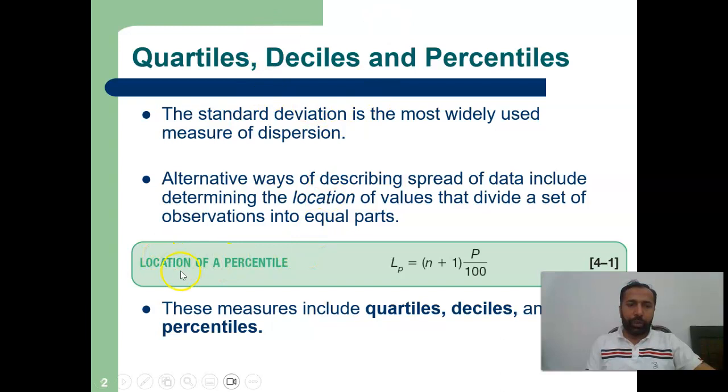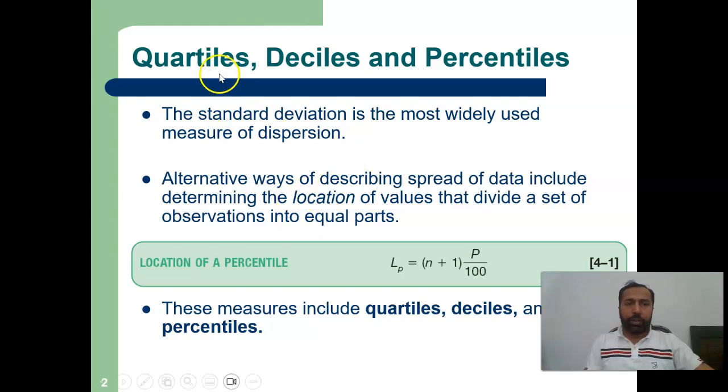The formula to find the location of a percentile in a set of data is L_P equal to (n plus 1) multiplied by P over 100. P is the desired percentile. When P is equal to 50, this formula automatically becomes (n plus 1) over 2, because 50 over 100 is 1 over 2. So in this way, we can find the quartile 2 or 5th decile or 50th percentile.